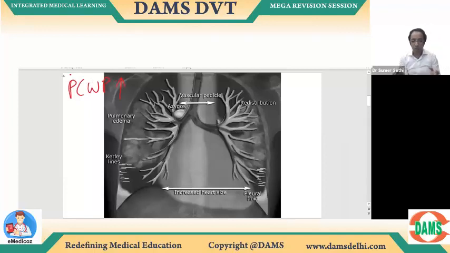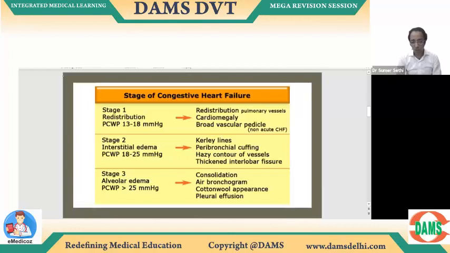So what will you find because of pulmonary edema? The vascular pedicle will be widened. You will start with redistribution of blood flow. Then you will go to interstitial edema that will lead to curly lines. You will have an increased heart size on a chest X-ray. You will have alveolar edema leading to batwing appearance. This is just one slide that you need to know. I've already put it for you. The second thing I'll do is put everything into one slide.